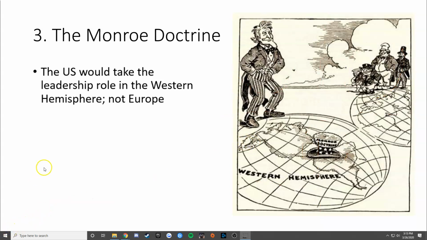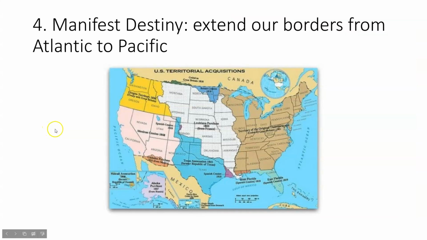So the U.S. would take the leadership role in the Western Hemisphere, not Europe anymore. It would be ours to be the leaders of. The fourth pillar is this idea of manifest destiny. We're going to extend our borders from Atlantic to Pacific.